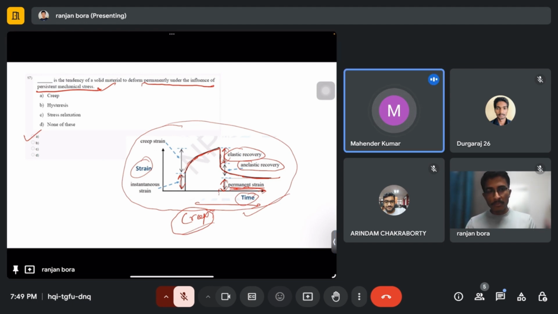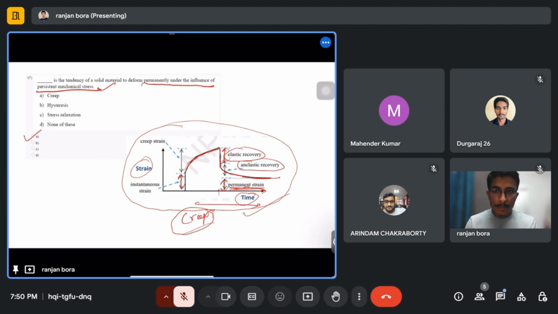So suppose if a party of material doesn't amount when it will apply. It takes some time. Yeah, yes.